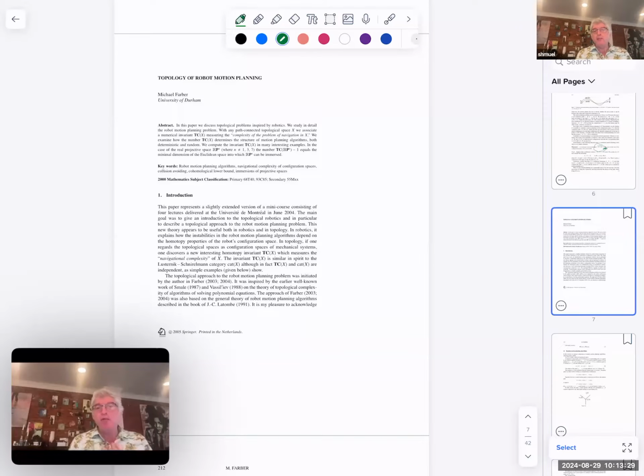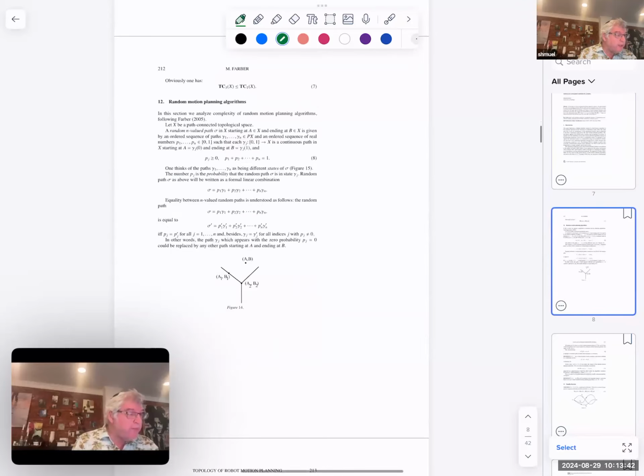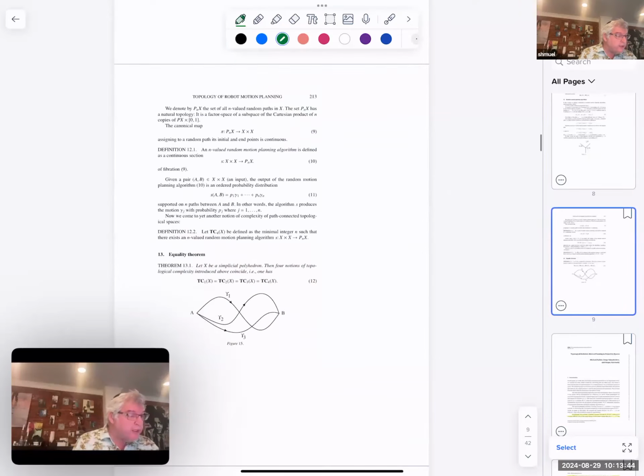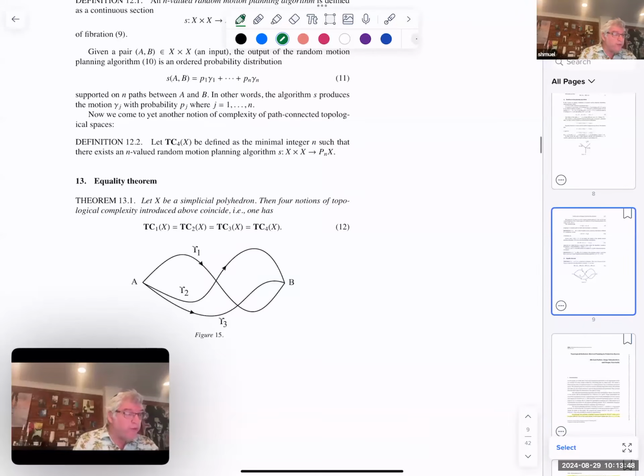about what does this mean besides the complexity of the planning process. Okay, so he has a theorem in this paper, called the equality theorem, which says that the four notions of complexity introduced above coincide. Okay, so I'm not going to tell you what all four are. I've already told you about one of them.